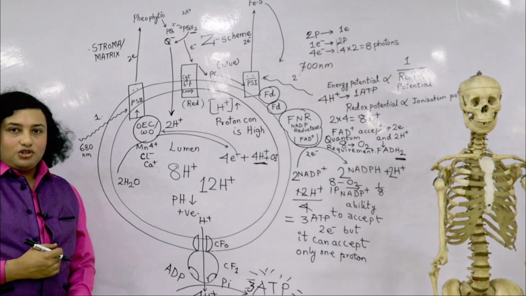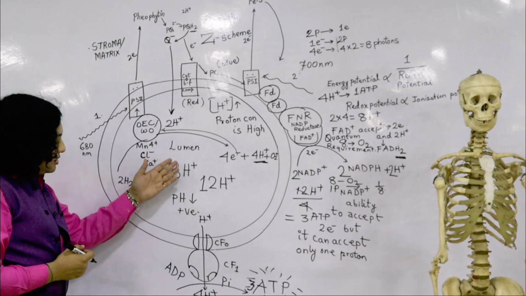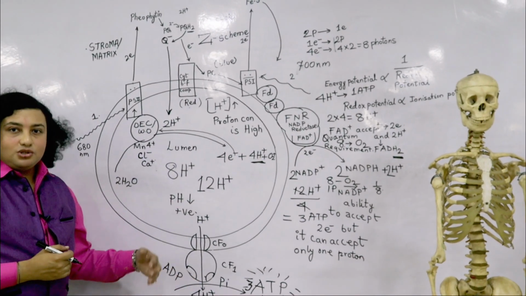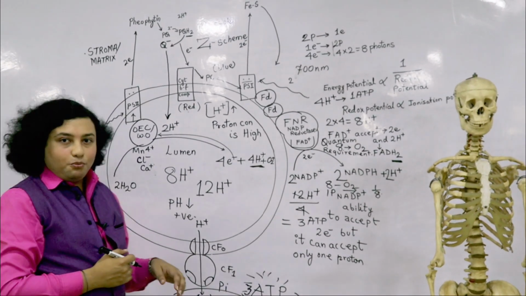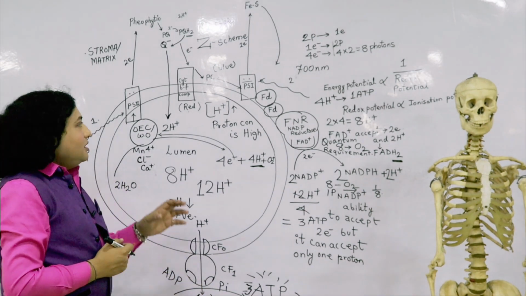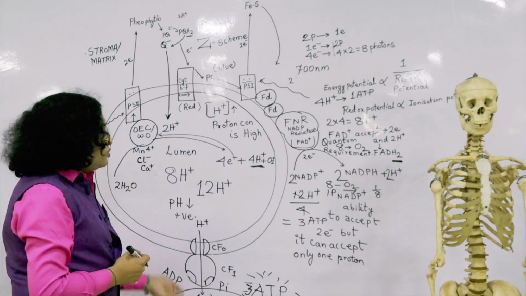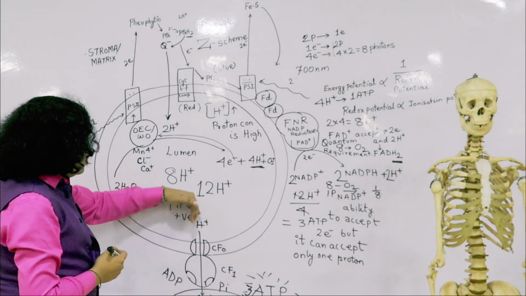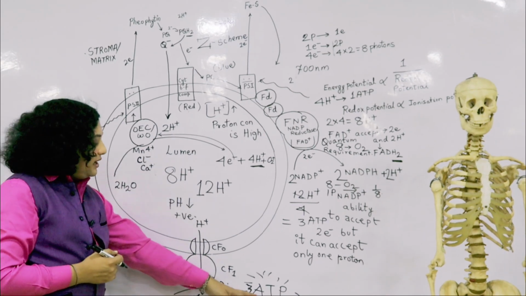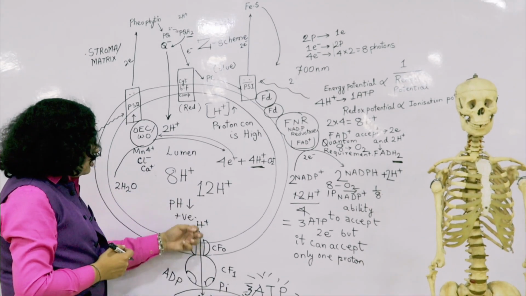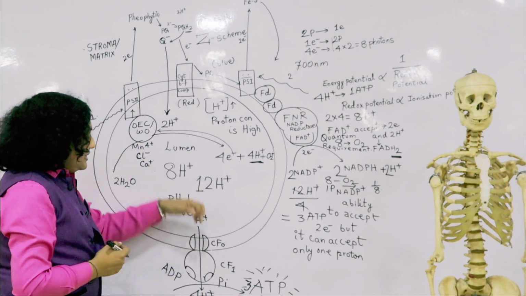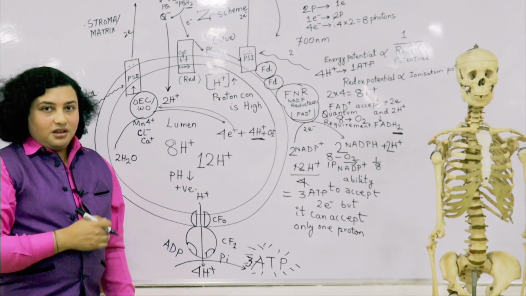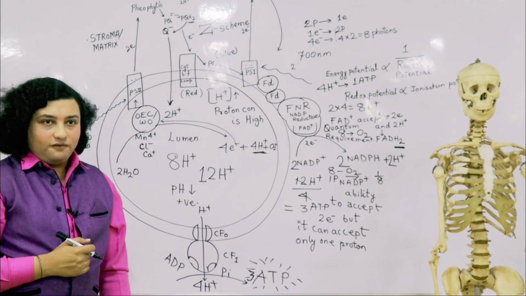Why is this called chemiosmotic? A chemical substance is moving across the membrane. So chemiosmotic, it is creating an electrochemical gradient, and it was proposed by Peter Mitchell. It is also known as proton motive force, because the protons are the motive force behind ATP formation. The protons are moving out from the lumen into the stroma. As a result, there is formation of ATP. So it is also called proton motive force.